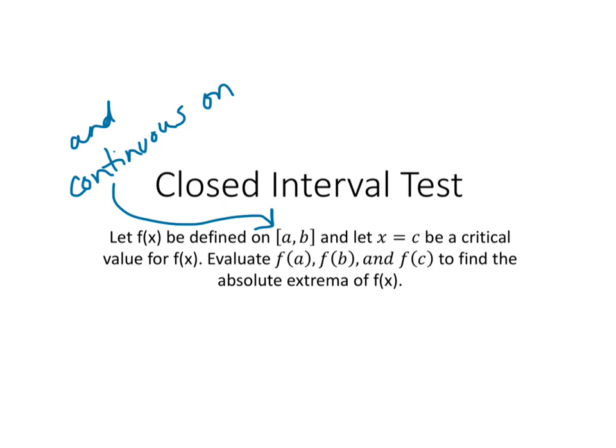I had to write that in there. I almost forgot that. But it's really important because you can't have the function have a hole or even a vertical asymptote on that closed interval, because then it'd be extremely difficult to find the absolute maximum value on that closed interval.